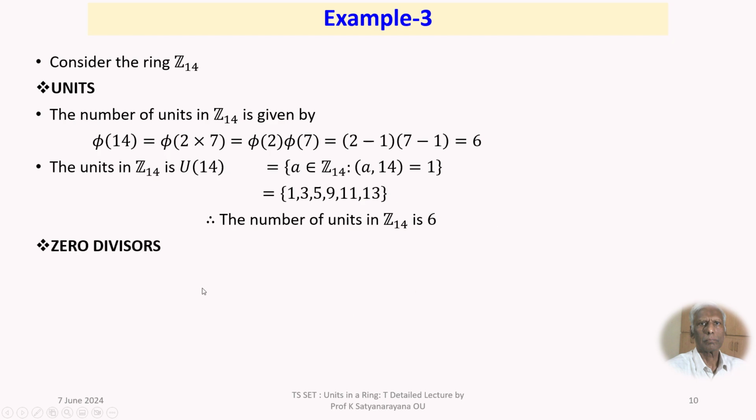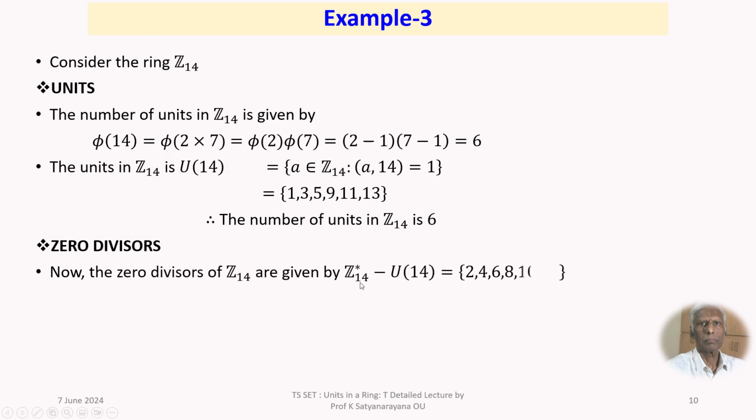So let's talk about the zero divisors. The zero divisors of Z14 are given by Z14 star minus the set of units of Z14, that is U14. So from Z14 star minus U14, if you substitute, then you will get the even ones, 2, 4, 6, 8, 10, 12. Right? You can physically do that. So that is the thing.